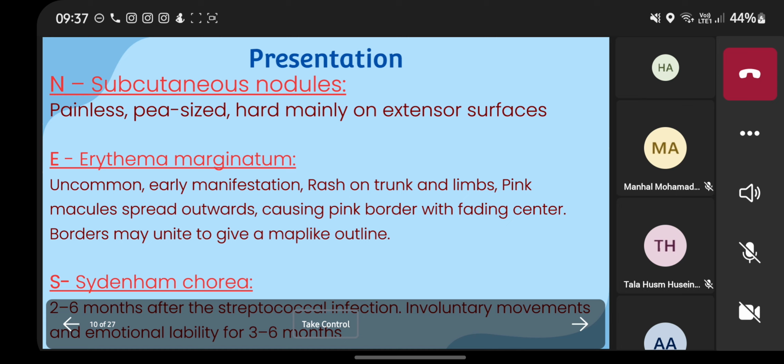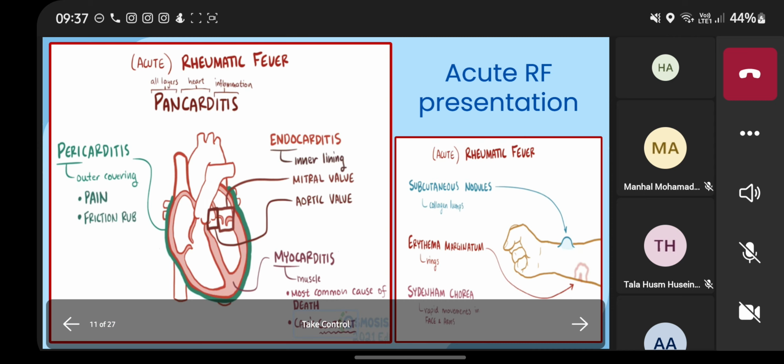E for erythema marginatum, which is an uncommon early manifestation, a rash over the trunk and limbs, presented as pink macules that spread outward. For S, which is also one of the least common manifestations, Sydenham chorea, which is sudden involuntary movements in the limbs, and the baby cannot control themselves.